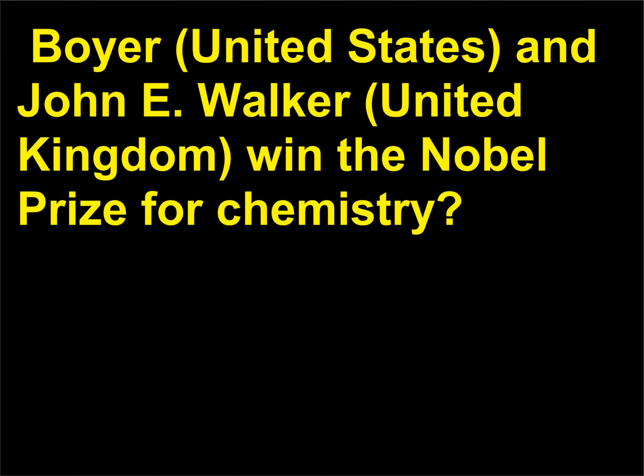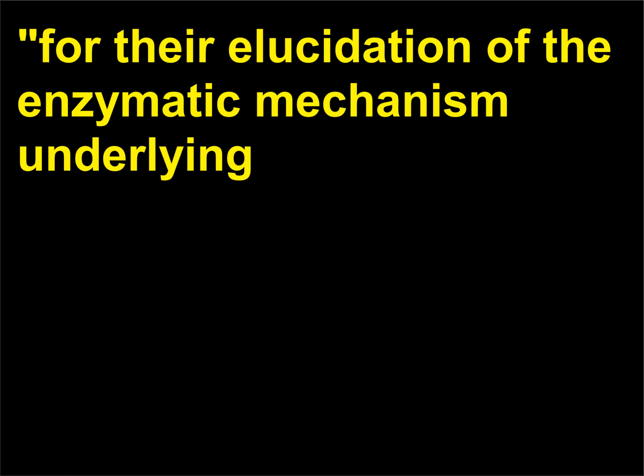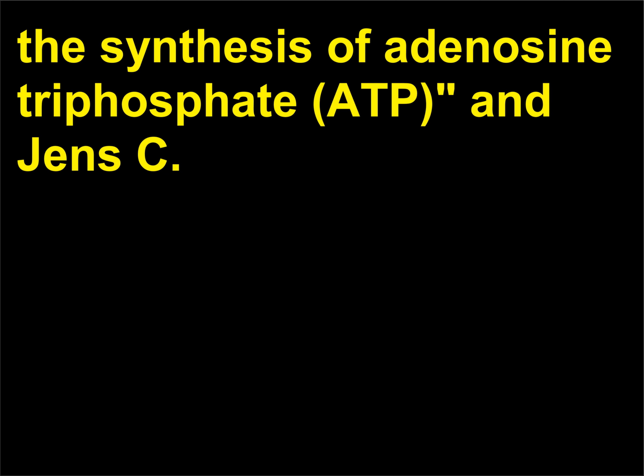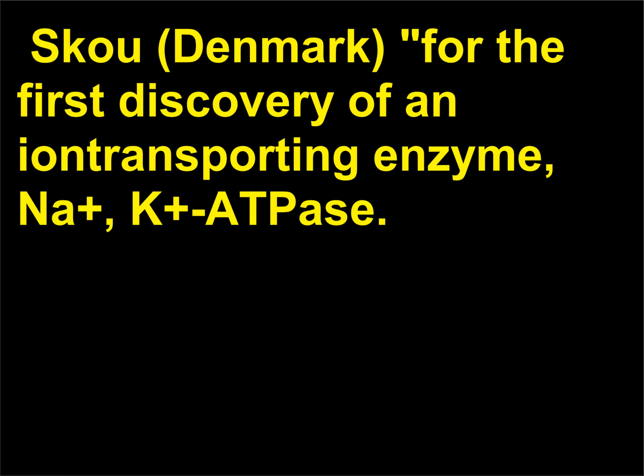Why did Paul D. Boyer, United States, and John E. Walker, United Kingdom, win the Nobel Prize for Chemistry? For their elucidation of the enzymatic mechanism underlying the synthesis of adenosine triphosphate, ATP, and Jens C. Skou, Denmark, for the first discovery of an ion-transporting enzyme, Na+, K+-ATPase.